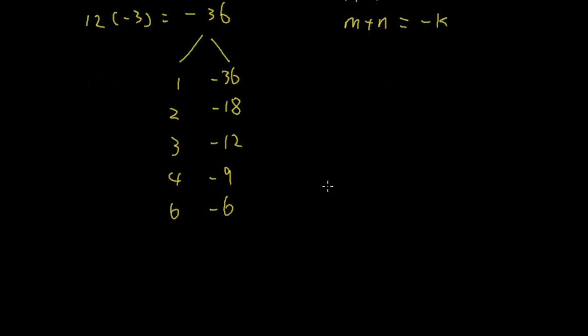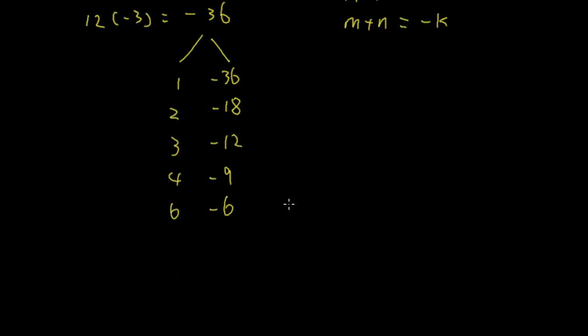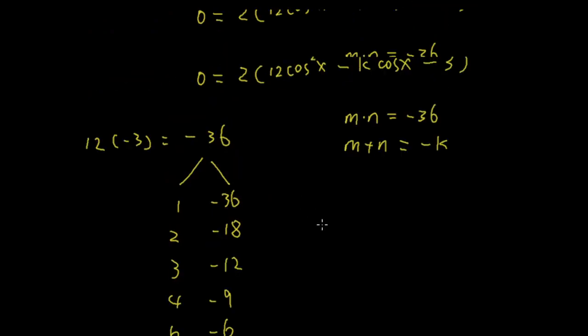Now, are there any more? Let's say 7. No, it's not divisible by 7, right? 8 is not divisible by 8. 9. Well, if you have positive 9, negative 4, then the sum of this will be positive. But we have to have negative, right? So that means, okay, that's it, okay?